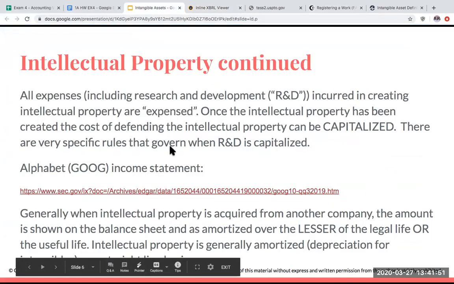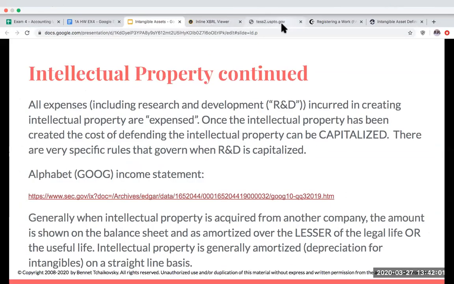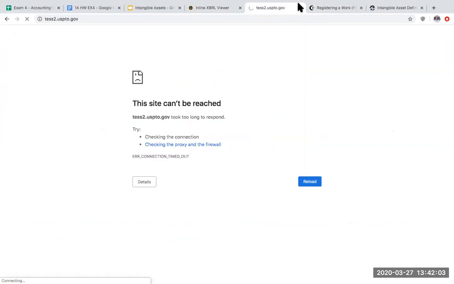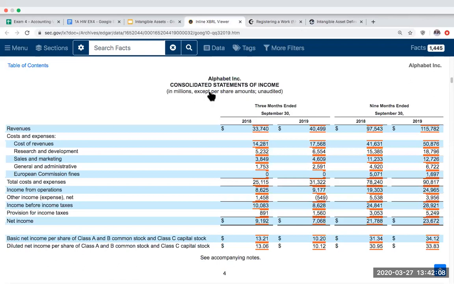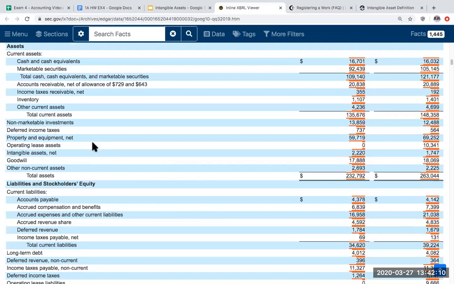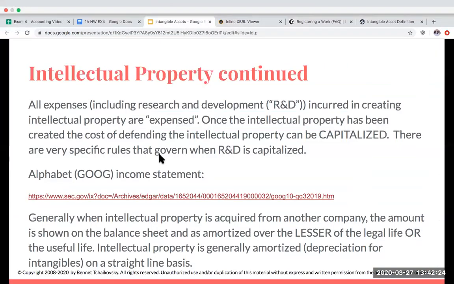So when we are acquiring intellectual property, you're going to see this more than likely if we were to take a look at Google's financial statements. If we were to go up here, you will see that Google has, in fact, intellectual property. We call it, right over here, intangible assets. And more than likely, this was acquired from third parties.